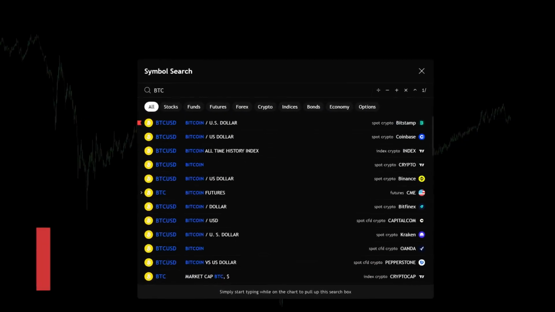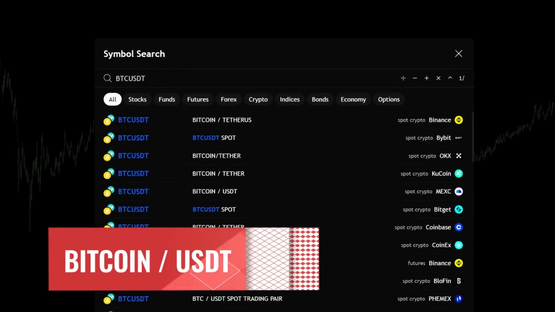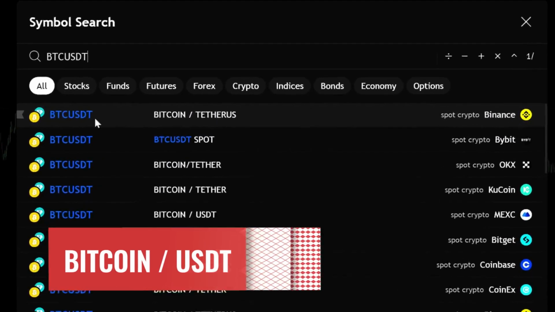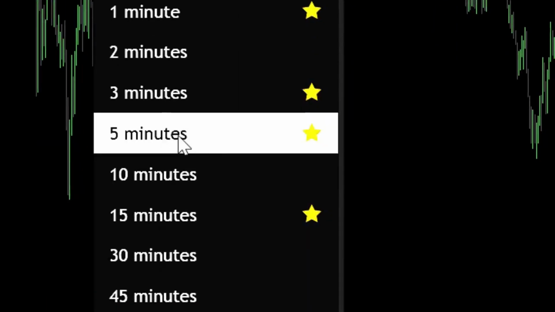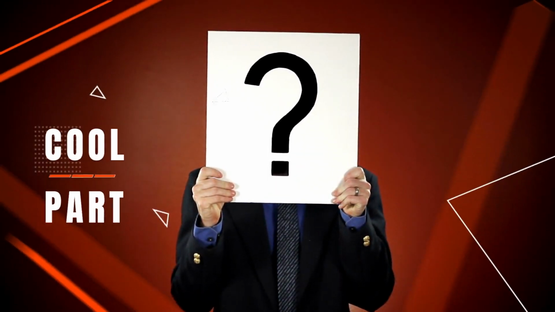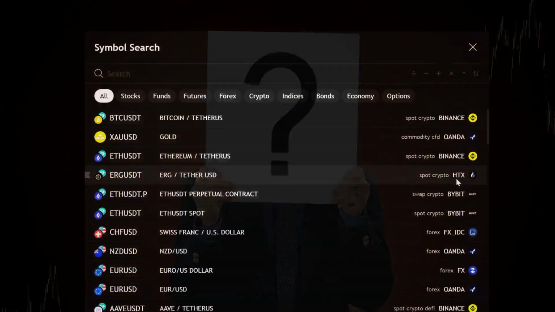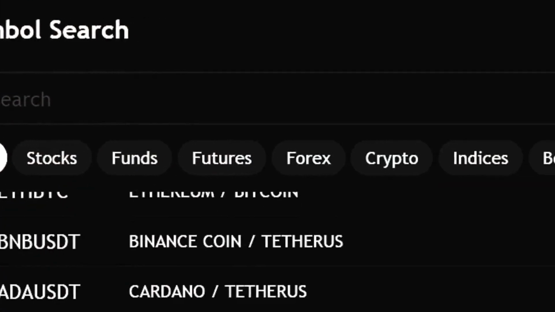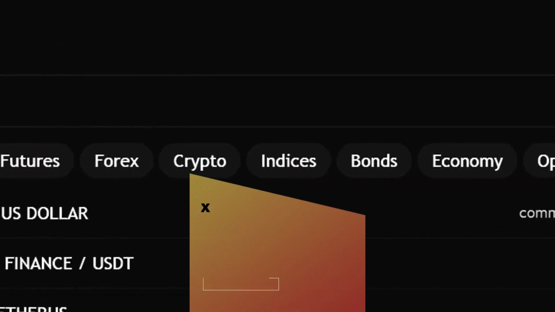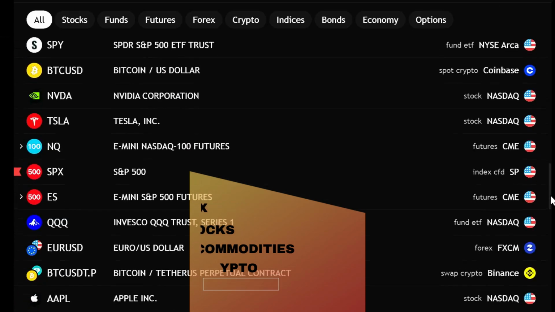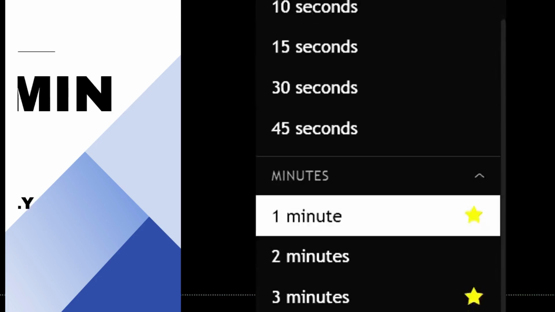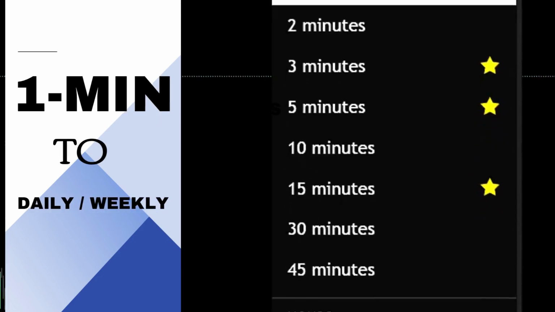We're going to use Bitcoin USDT on a 5-minute chart just for this example. But here's the cool part. This isn't just for crypto. You can use this on anything, forex, stocks, commodities, you name it. And it works on any time frame too. Whether you're in for a quick scalp or a long-term hold, this strategy got you covered.